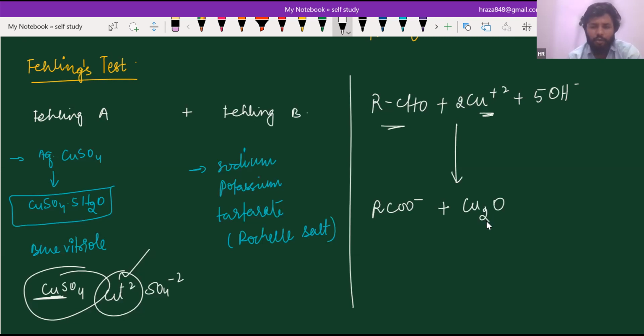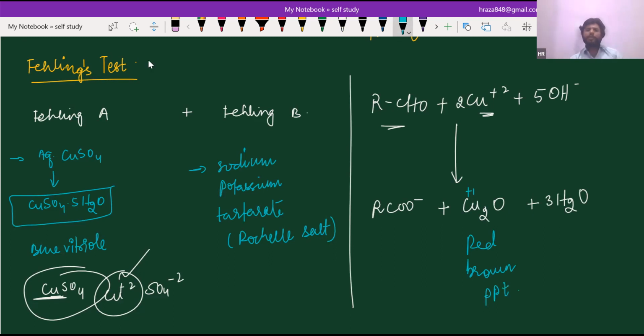Here Cu2O, cuprous oxide, and 3H2O will be formed. Now you can see that this will have +1 oxidation state, and this is a red-brown precipitate. If you do this test with a ketone, the reaction will not occur because it is a mild oxidizing agent. So please do write it and let me know when you are done.